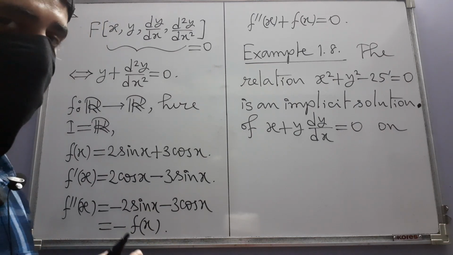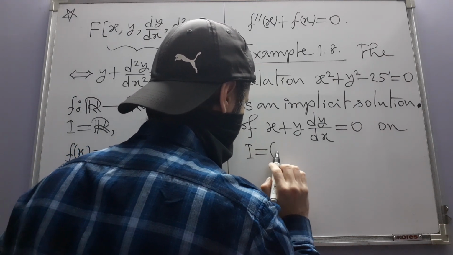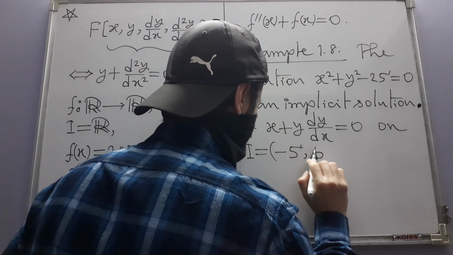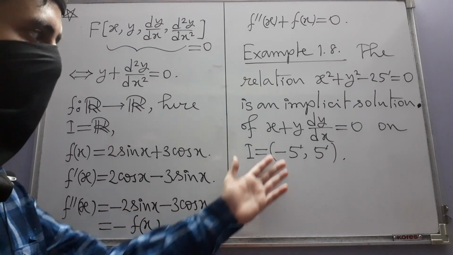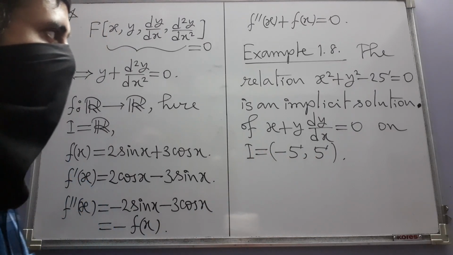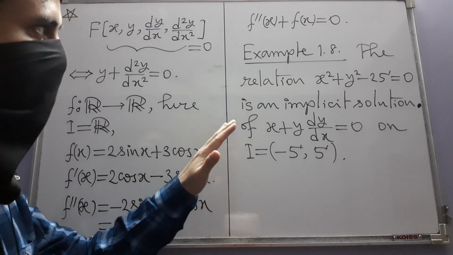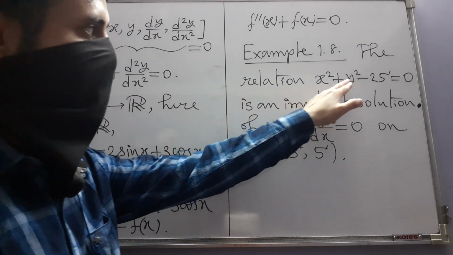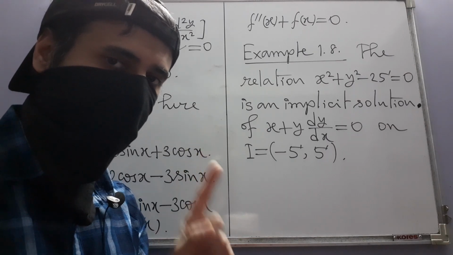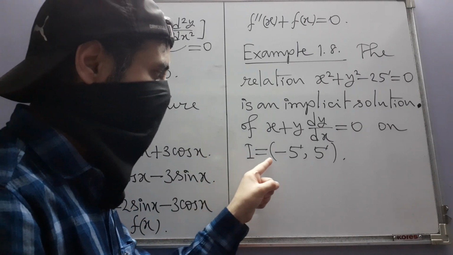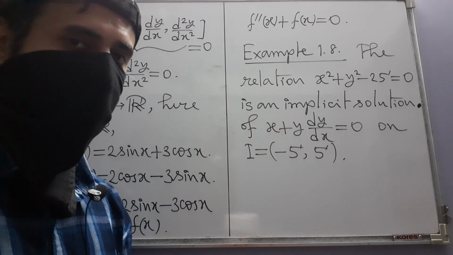This time we are not saying the entire R. On the interval I equal to minus 5, 5. Okay, there is a reason for choosing this interval, it will become clear. How? See, according to the definition, using this relation, you should be able to get at least one function on this interval which should be an explicit solution of this differential equation.